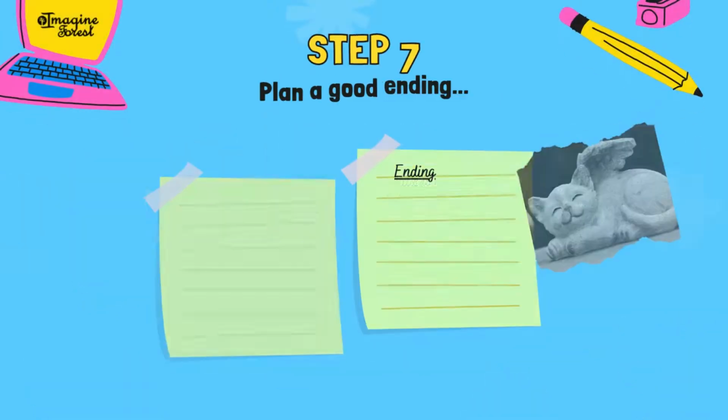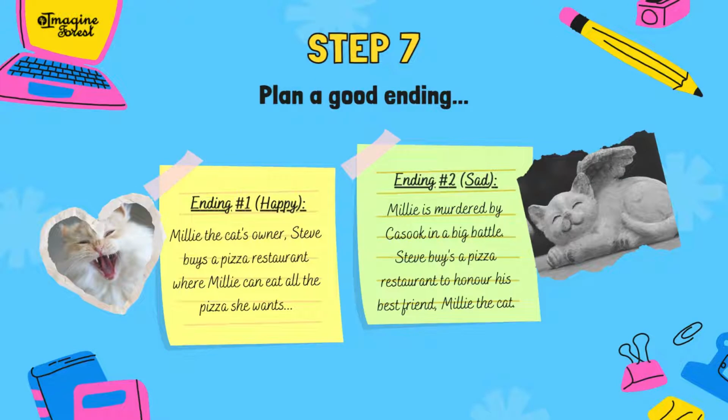Step 7. Plan a good ending. How will your story end? Will it be a happy ending, a sad ending, or a cliffhanger? If possible, write down at least 2 alternative endings for your story. One could be a happy ending, where the characters live happily ever after. And the other one could be a sad ending where something terrible happens. Of course, you could try planning more than 2 alternative endings.